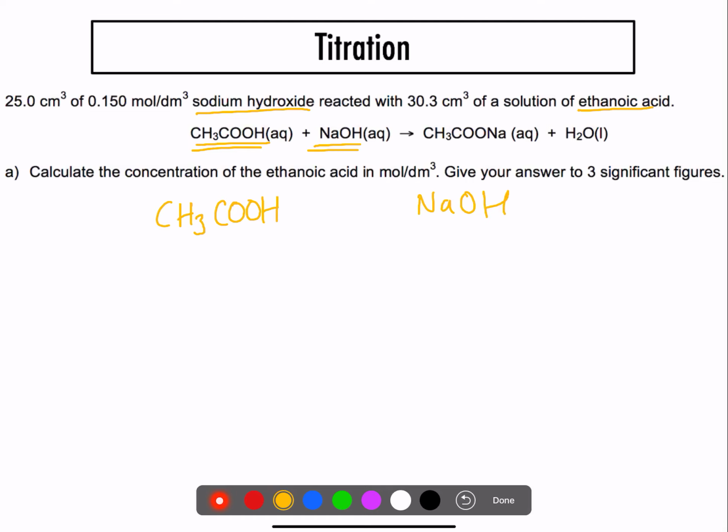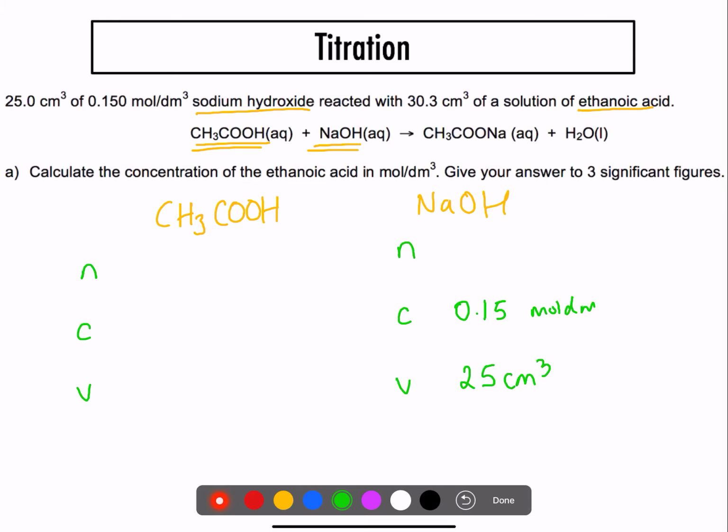You write NCV, which stands for moles, concentration, and volume. Then going back to your question, you want to read whatever they tell you and fill up your table. So for example, you have 25 centimeters cubed of sodium hydroxide. So you're going to write that over here, 25 centimeters cubed. It also has a concentration of 0.15 molar. So 0.15 moles per decimeter cubed.